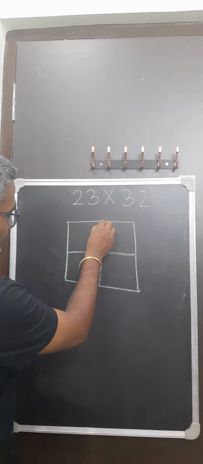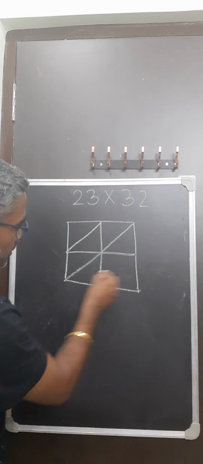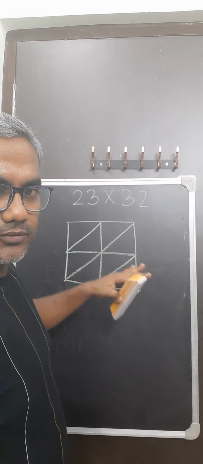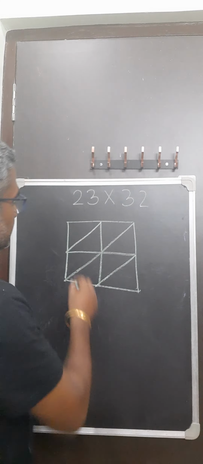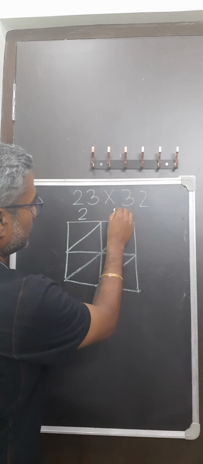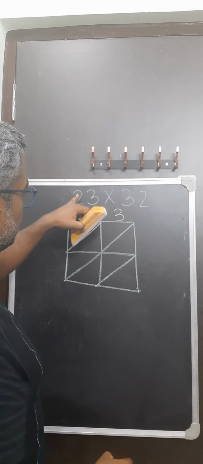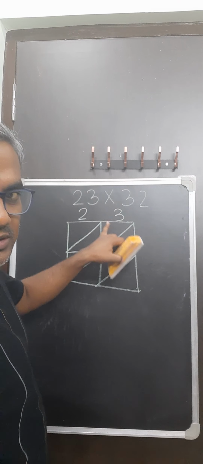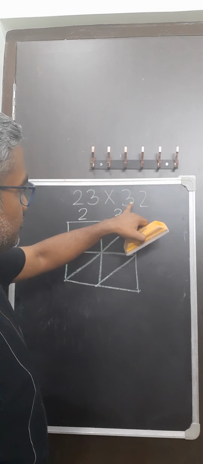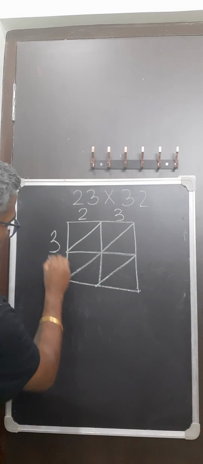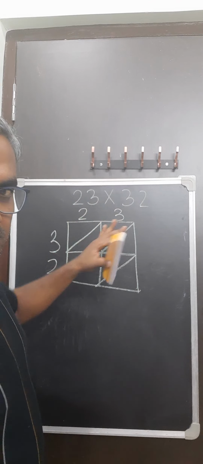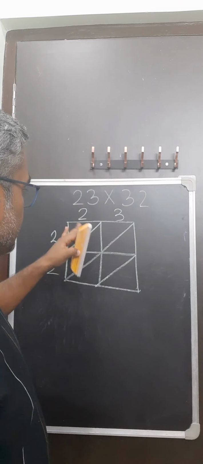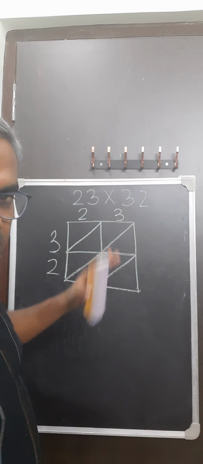Then I will divide each square diagonally into two parts. Again, I will put the numbers on each cell. Means 23, I will keep this way: 2 on the first cell on the top, and 3 on the second cell. And the same way 32: I will put 3 here and 2 here. It can be reversed, that doesn't matter. You can put it in the opposite way also. You can put 32 here, 23. The result will come the same.